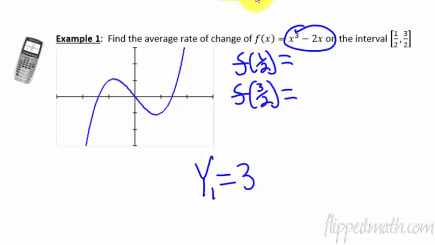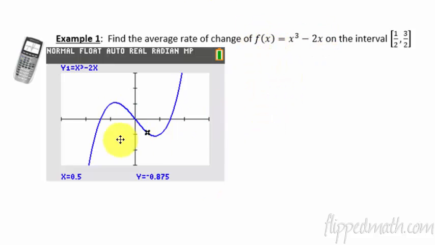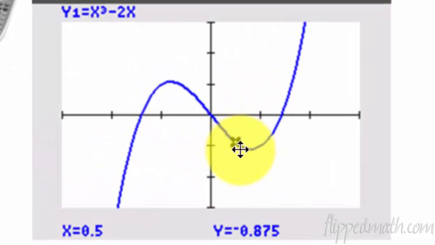Or I said 3x squared, I meant x cubed minus 2x. So we're going to plug that thing into y1. And now this is what we get. You get this graph. What I want you to do on your graph there is to plot this point right here.